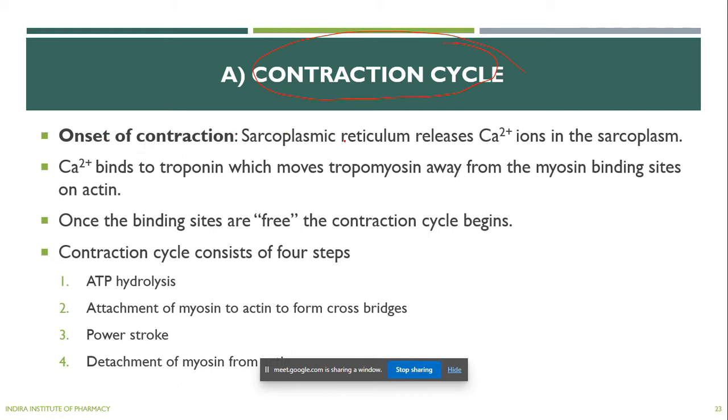Onset of contraction happens when the sarcoplasmic reticulum releases calcium ions into the sarcoplasm. We have already seen this part in the neuromuscular junction events. This release of calcium ions is because of the MAP, that is the muscle action potential, which is generated in the motor end plate. And this muscle action potential is because of the nerve action potential, which arises in the nerve that innervates this motor end plate.